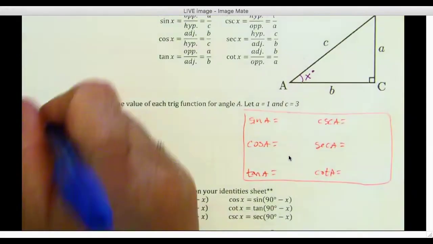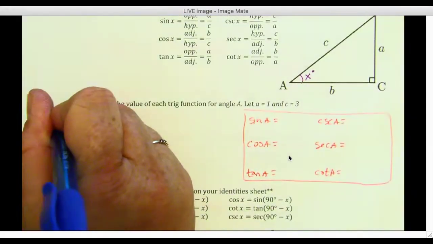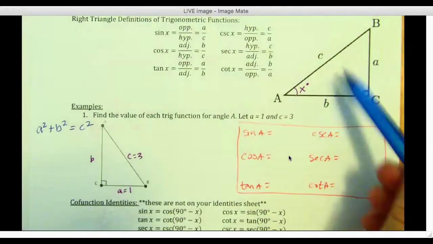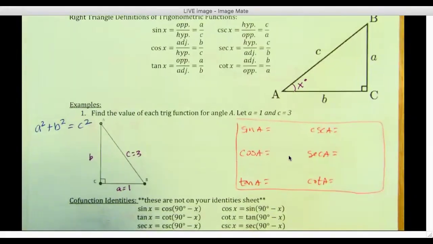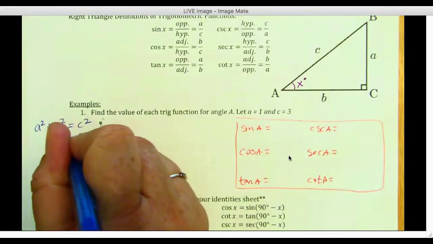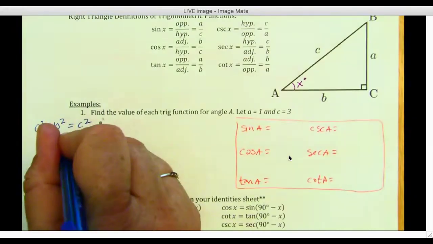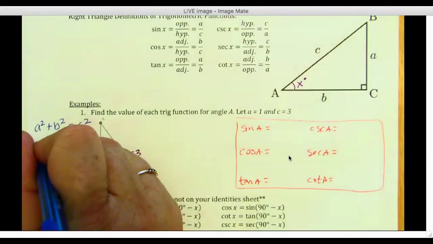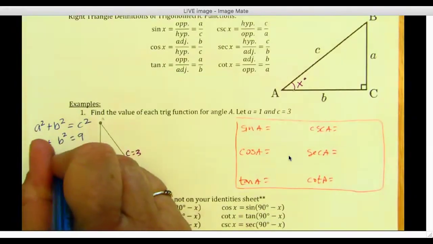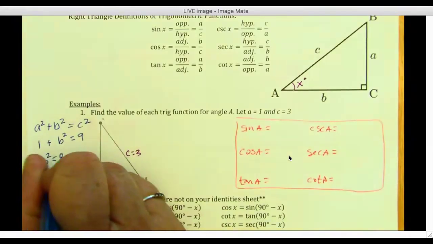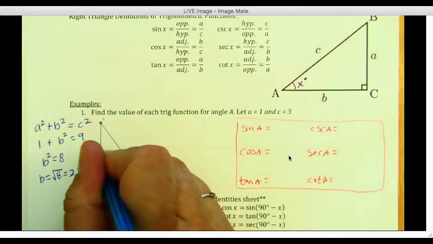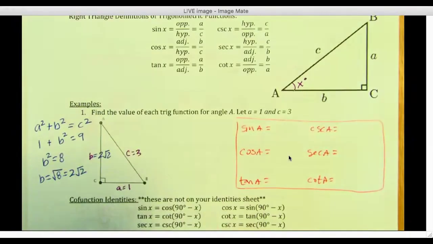So recall that the Pythagorean theorem is for right triangles. If I have a squared plus b squared, that's equal to c squared, with c being the hypotenuse and a and b being legs of a right triangle. So I know that c is 3, so 3 squared would be 9. I don't know b, and I know that a is 1, so 1 squared is still 1. I can go ahead and subtract 1 from both sides, and then b squared is equal to 8. So b is equal to the square root of 8, which is 2 square root 2. And so 2 square root 2 is our b value here.